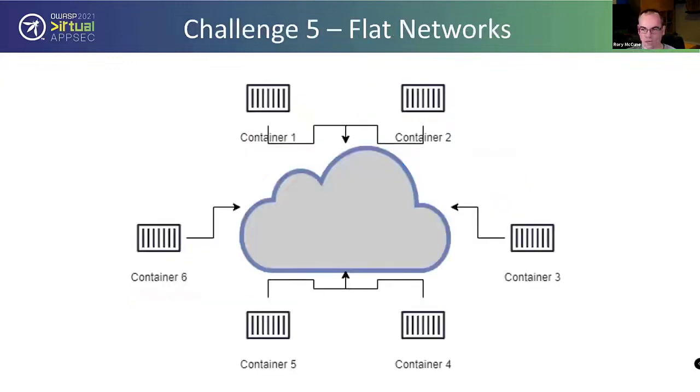So what's our next challenge? Our next challenge is flat networks. When you deploy a Kubernetes cluster, you may have 10, 100, even 1,000 applications running in your cluster. By default, pretty much every Kubernetes distribution will put them on a big flat LAN, so any container can talk to any other container at any time they want.